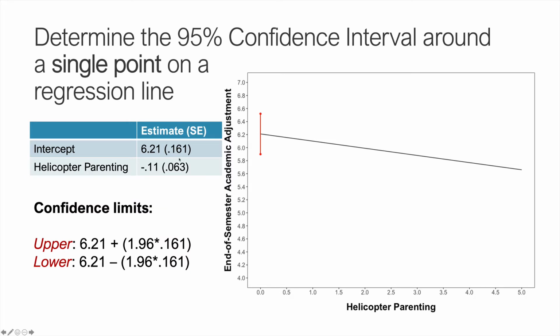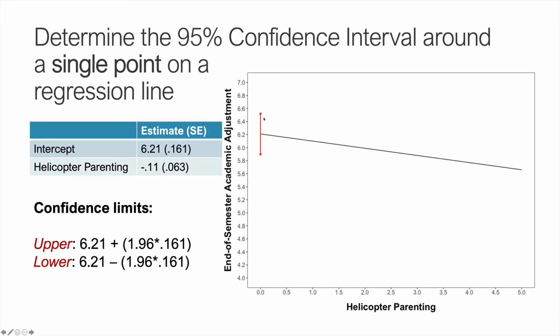Okay, so here's how we would calculate the confidence limits for the effect of helicopter parenting on academic adjustment at the intercept, but at no other places. We've all seen this before, right? You take your estimate and you add your cutoff value from whatever your test statistic is. In this case, this is a z-score of 1.96 multiplied by the standard error. Right, so I'm adding this quantity to the estimate. I'm also subtracting that quantity, and that gives me limits on a 95% confidence region.